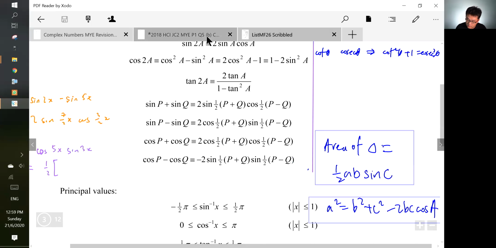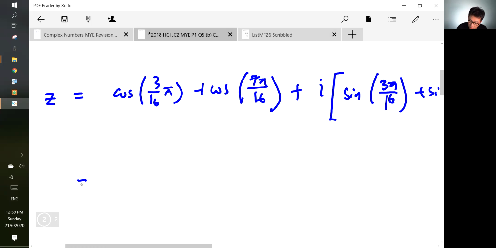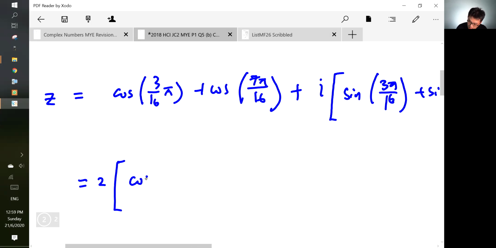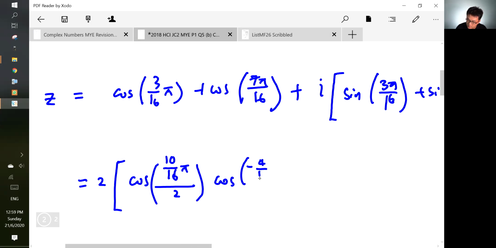Okay, so cosine plus cosine is this one. It's 2 times cos of the average, times cos of the difference divided by 2. So I'll just write that down. This will be 10 over 16 pi over 2, I added them up straight. This will be cosine, minus of them will be minus 4 over 16 pi divided by 2. Oh my goodness, there's a minus there. I should swap the top because there's a minus here, right? So never mind, I'll just leave it there.